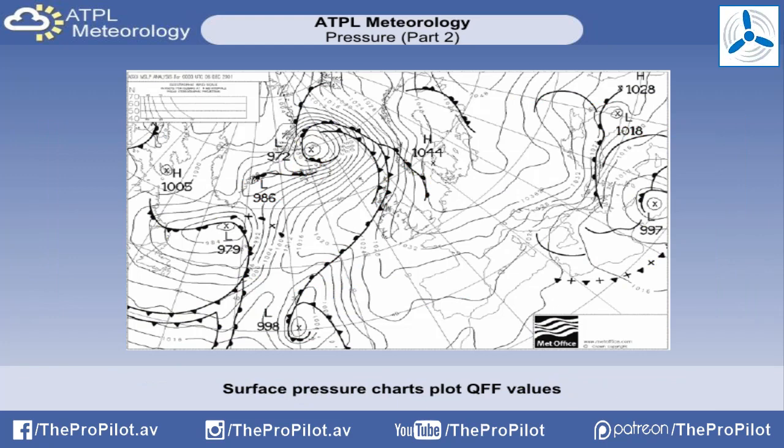How are these values used though? Well, firstly, they are plotted on charts and then lines are drawn, joining places of equal values. These lines, as we already know, are called isobars. Isobars on surface weather charts are therefore derived from QFF values. These surface pressure charts are commonly seen in weather broadcasting and weather briefing information.